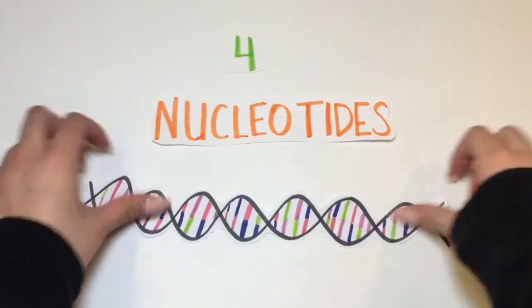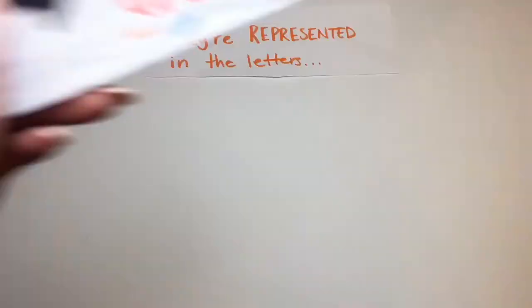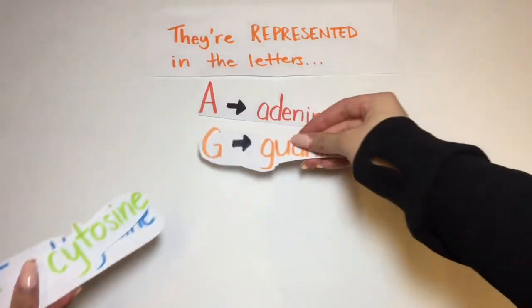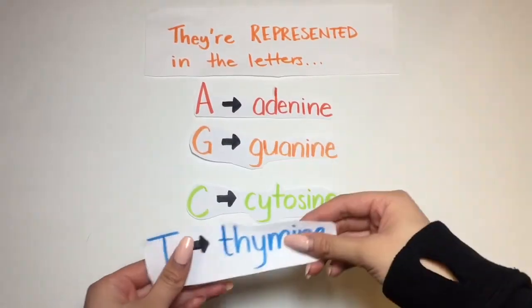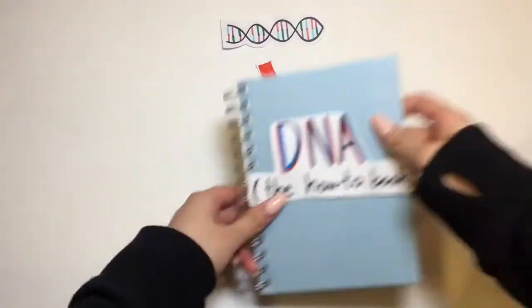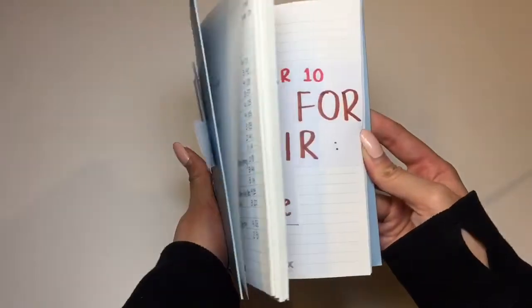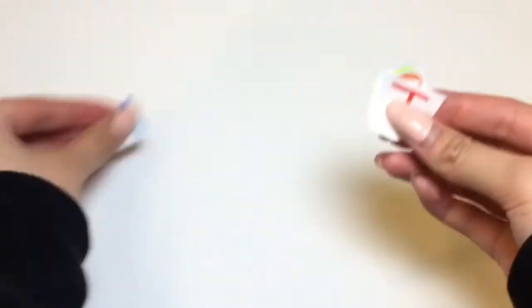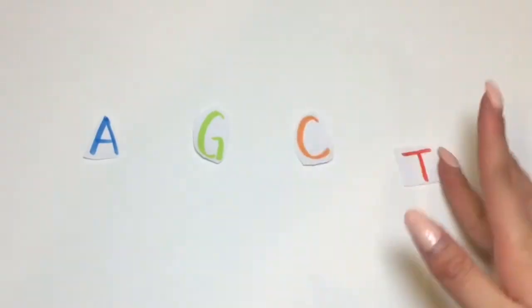DNA is made of genes that are made of nucleotides. There are 4 nucleotides that make up the DNA structure. They're represented in the letters A for adenine, G for guanine, C for cytosine, and T for thymine. Think of DNA as a how-to book. The different chapters represent different genes. The words in the book are written using A's, G's, C's, and T's.